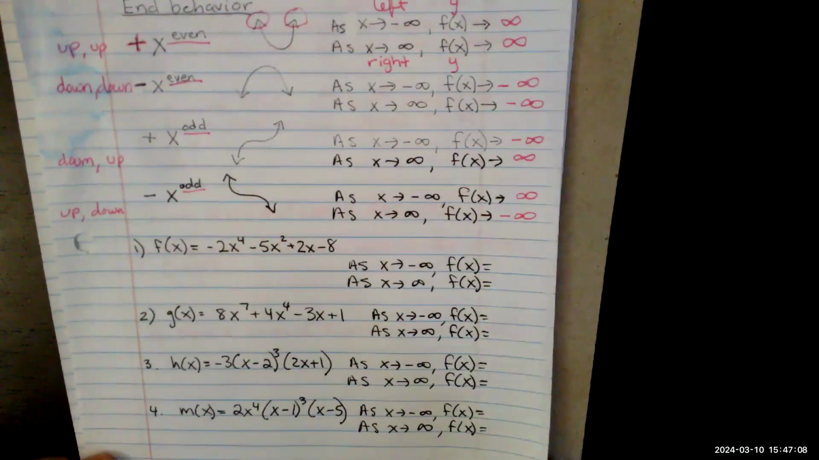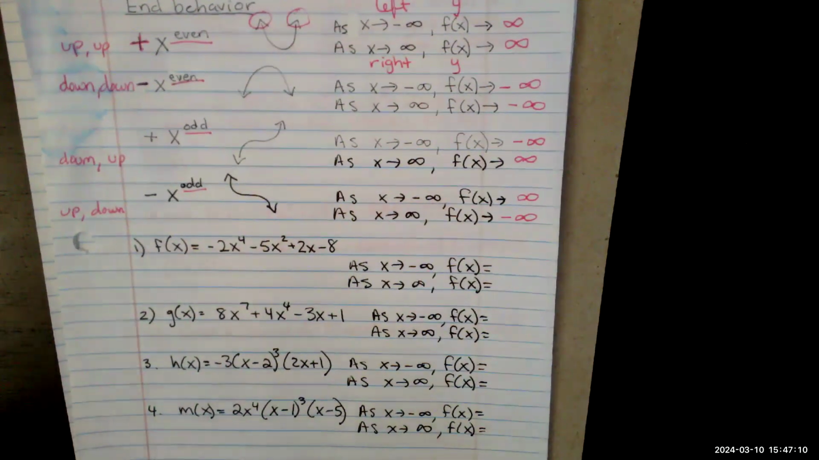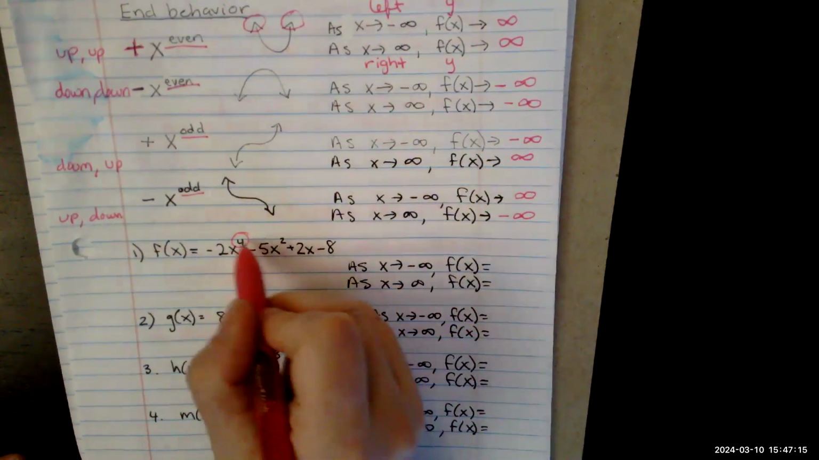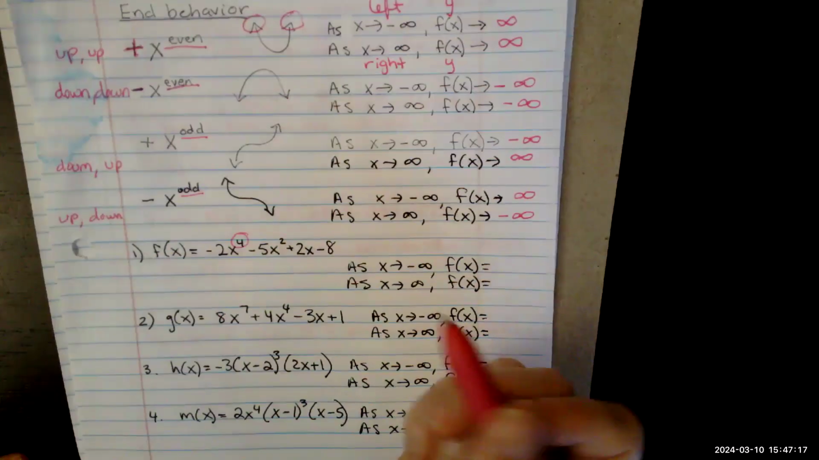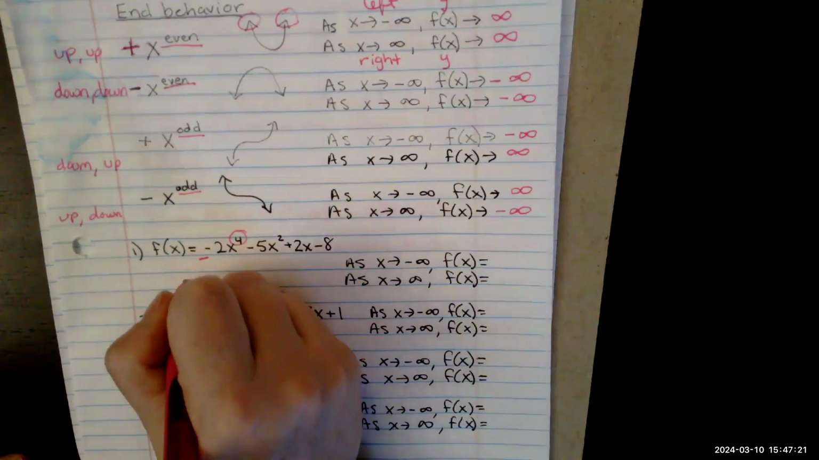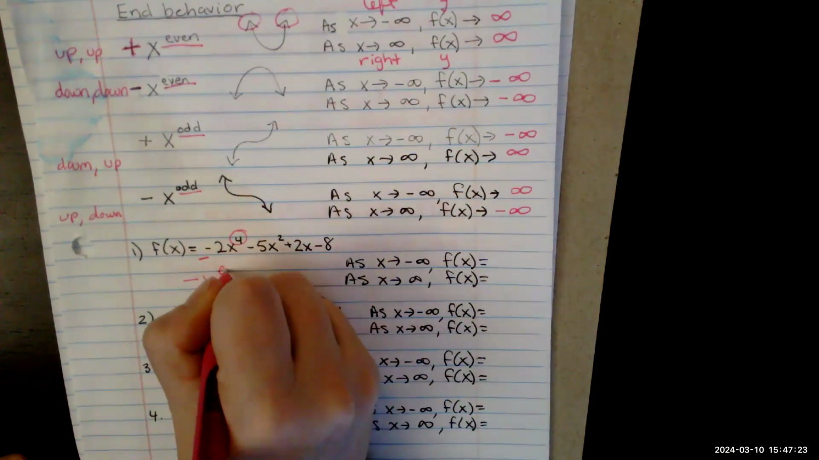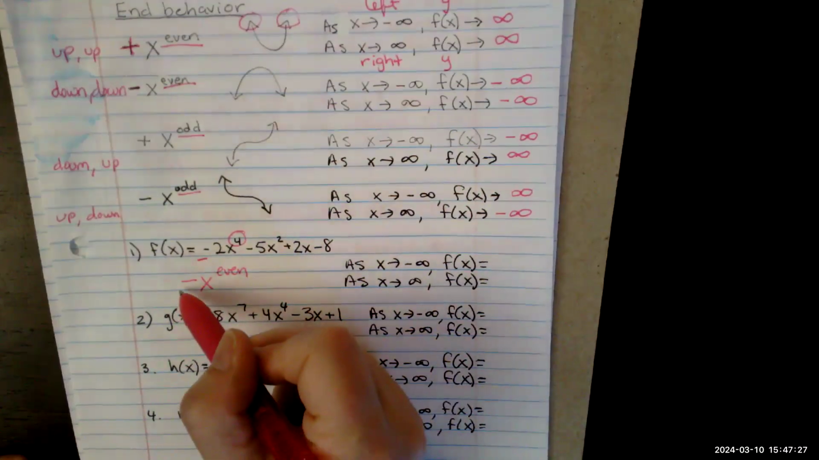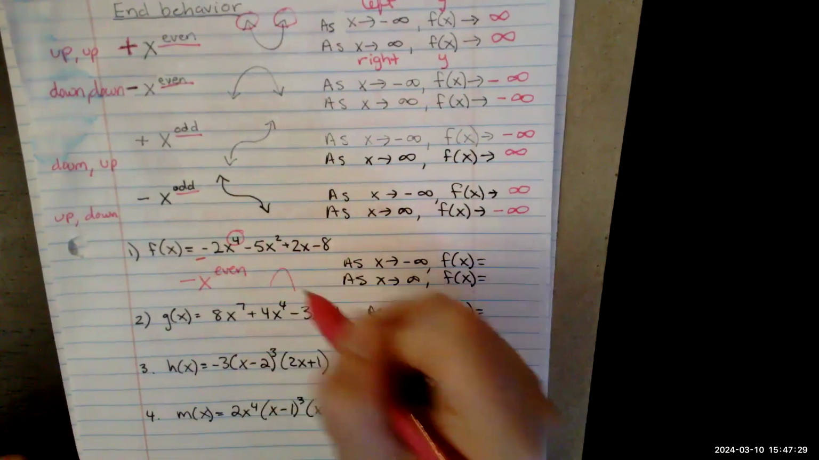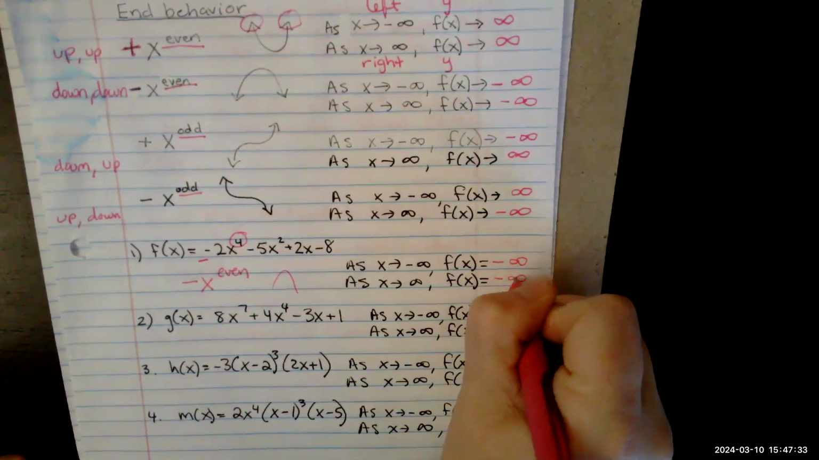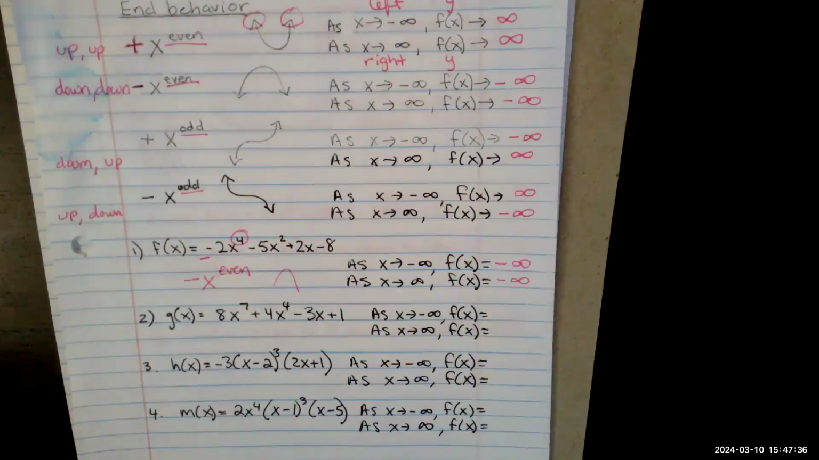So if I'm looking at number 1 and all they want to know is what is the end behavior? All I really care about is that 4 is the highest integer exponent, and there's a negative out front. So this is a negative x to an even power, which means either up, up, or down, down. But because of the negative, it is down, down. So I would say to the left and to the right, we're headed to negative infinity.